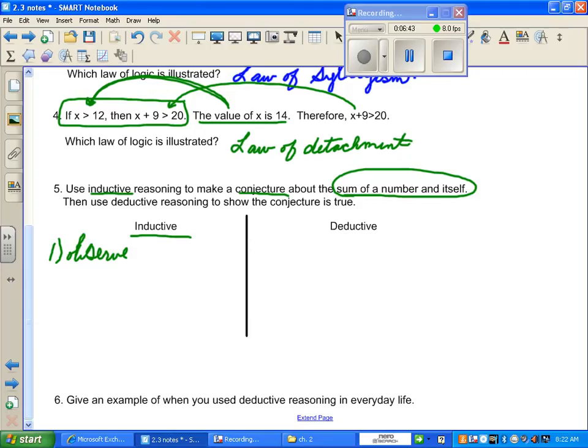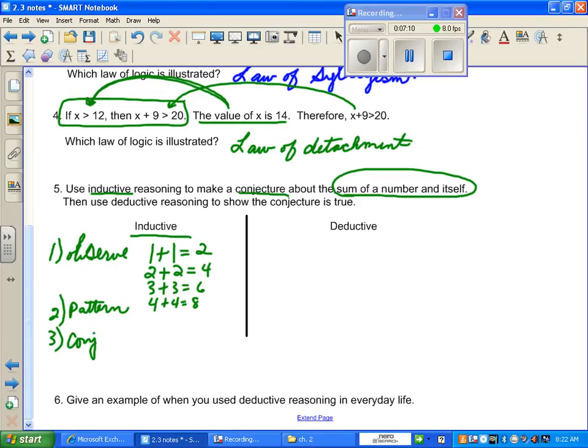A sum of a number and itself would be this. So 1 is the number, and then itself would be another 1, and you're adding them, you get 2. And then the number and itself would give me 4. A number and itself would give me 6. And one more, a number and itself would give me 8. So now I'm recognizing that there is a pattern. And so when I see this pattern, I'm going to come up with my conjecture.